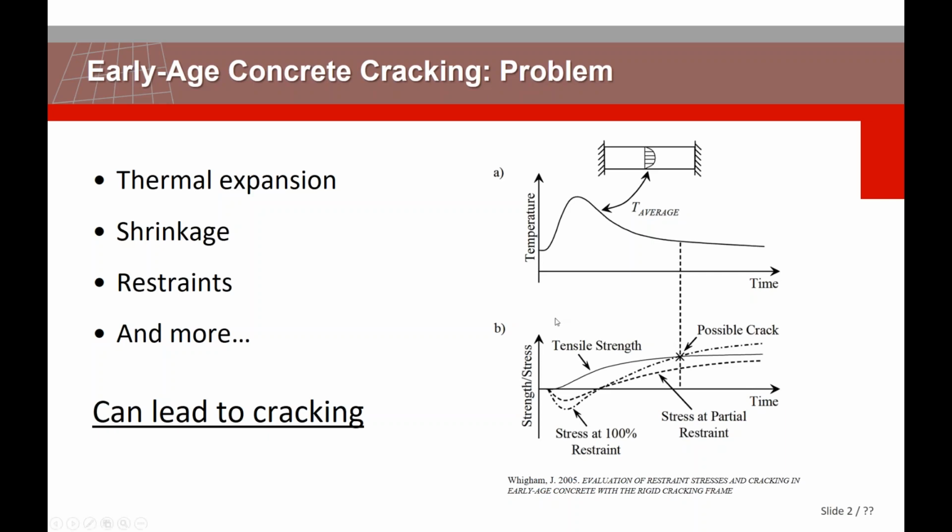This is an example where you have increased temperature in early age due to heat of hydration, and the tensile strength will be increased and evolved in time. And in case of 100% restraint or partial restraint, you have different stress. When the stress exceeds, is higher than the developed strength, then there is a possible crack.